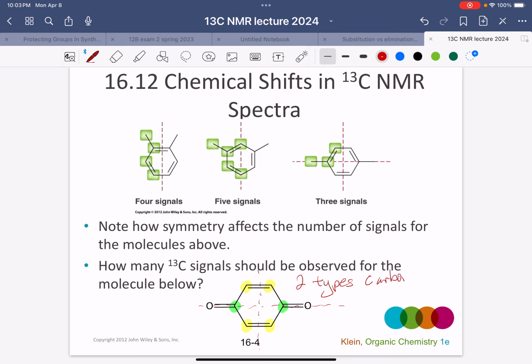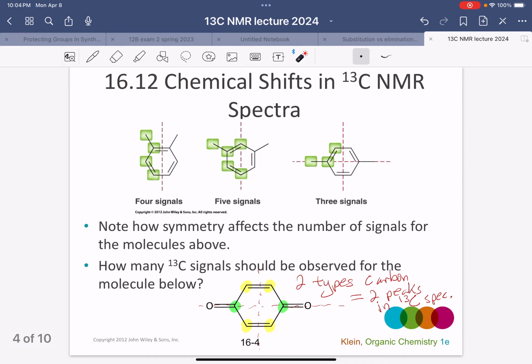So 2 types of carbon equals 2 peaks in the C13 spectrum. Oops, I seem to have run out of space there. I'll abbreviate. There we go.